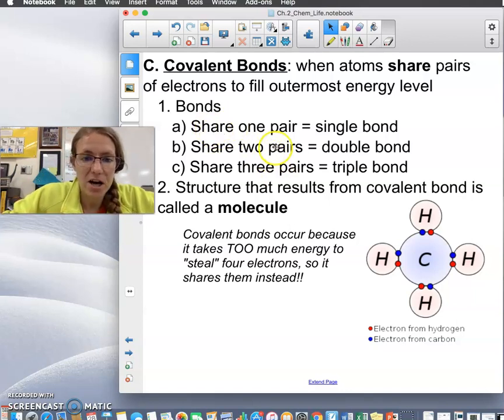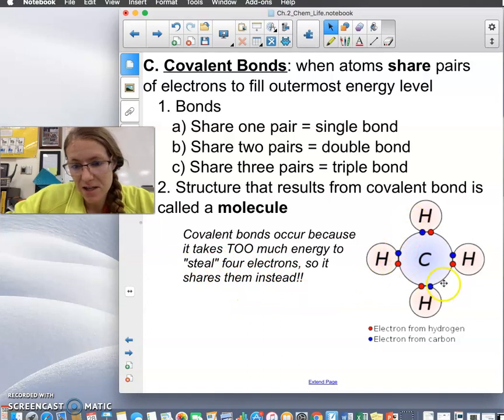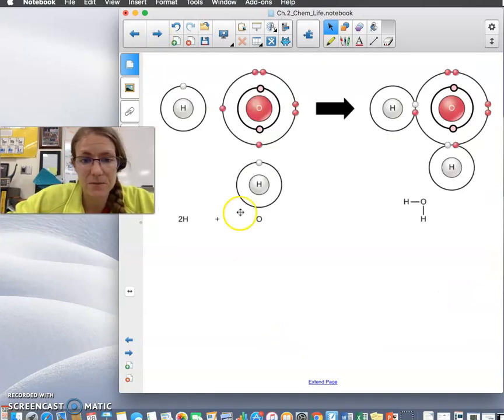So when they share, if you share a single pair, then it's called a single bond. If you share 2 pairs, it's called a double bond. If you share 3 pairs, it's called a triple bond. And a structure that results from these covalent bonds is called a molecule. So it takes way too much energy to steal 4 electrons, so instead it's going to share them, and carbon is smack dab in the middle between 1 and 8. So carbon tends to share a lot of electrons.